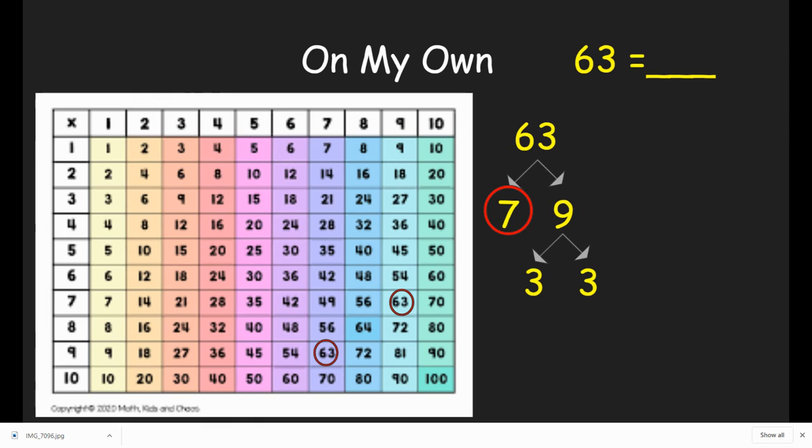Now, are the 3's prime? Can I make them smaller by multiplying 2 smaller numbers, not including a 1? Nope. I have found all the prime numbers possible. Circling them. Now, my answer? Well, it's quite simple. It's just 7 times 3 times 3. Pause the video if you need to have time to write this down.